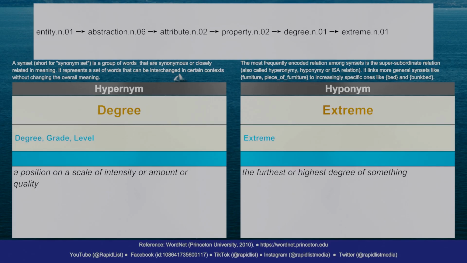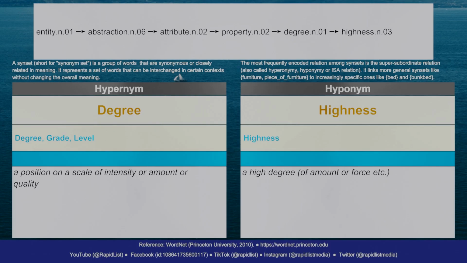Extreme. The furthest or highest degree of something. He carried it to extremes. High. A lofty level or position or degree. Summer temperatures reached an all-time high. Low. A low level or position or degree. The stock market fell to a new low.